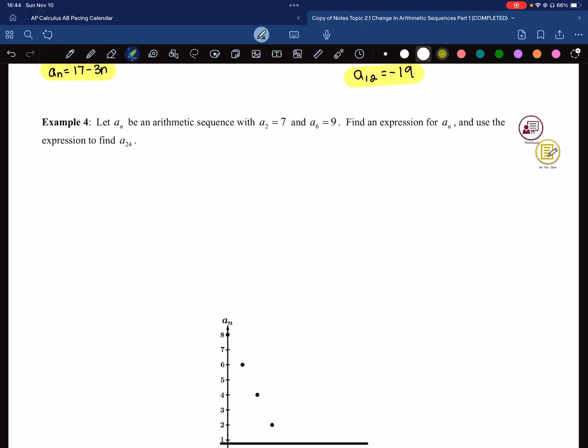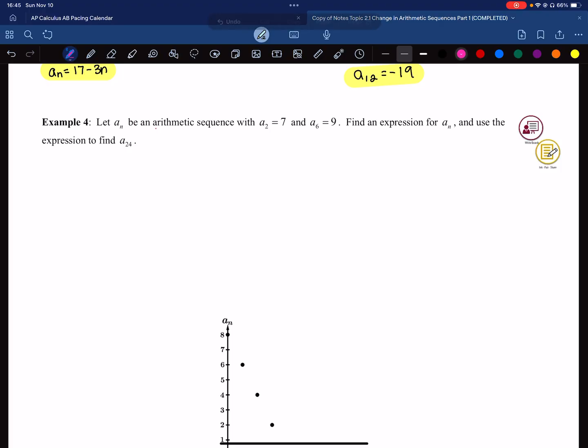Looking at the next one, let a sub n be an arithmetic sequence with a sub 2 equaling 7 and a sub 6 equaling 9. Find the expression for a sub n. Use the expression to find a sub 24. So there's a couple different ways you could go about this, but first we need to identify our important information.